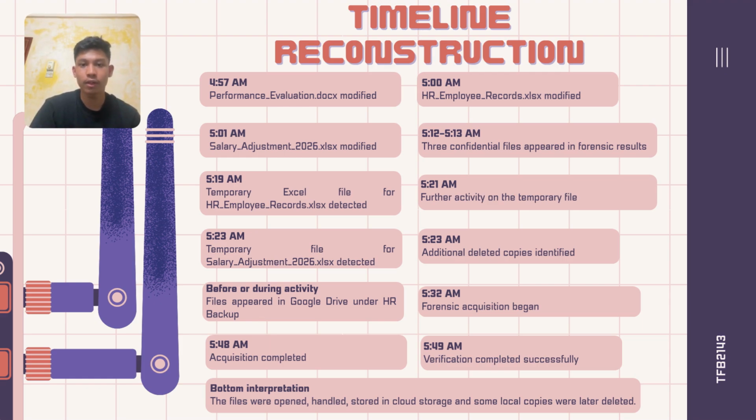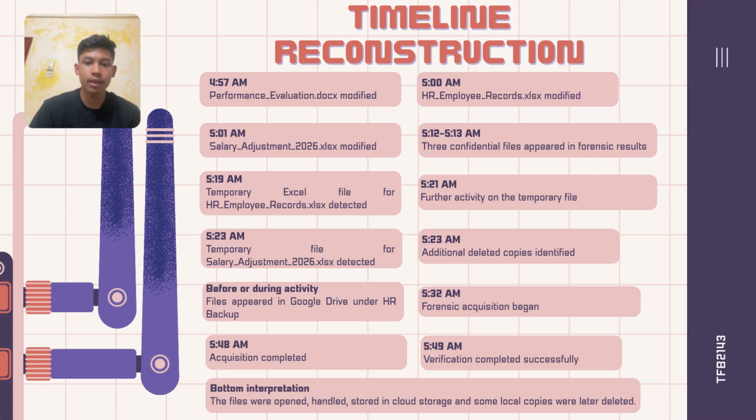At approximately 5 AM, the HR employee record showed a modification timestamp, followed by salary adjustment 2026 at around 5:01 AM. Between approximately 5:12 AM and 5:13 AM, all 3 confidential HR documents appear in the forensic result. At around 5:19 AM, a temporary Microsoft Excel file associated with HR employee record was detected. Temporary files beginning with the tilde and dollar sign usually indicate that the document was opened in Microsoft Excel.